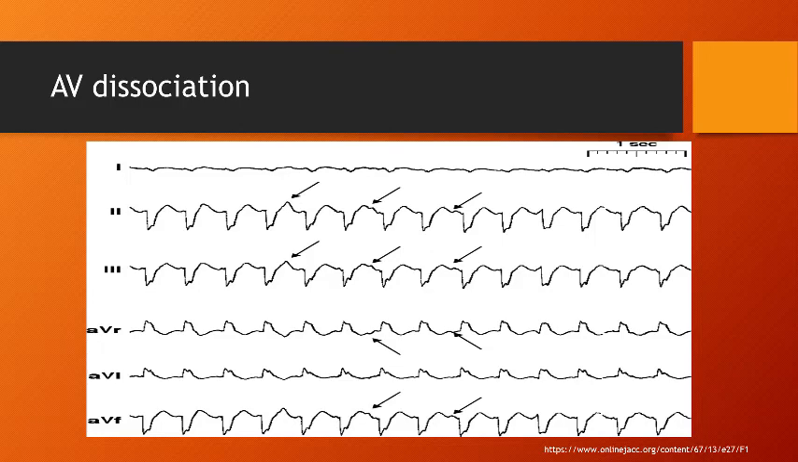VT with retrograde ventricular conduction or with 2 to 1 ventriculo-atrial conduction technically does not exhibit AV dissociation, though the ventricular rate exceeds the atrial rate. In all cases in which there is a retrograde VA conduction, the P waves will be inverted in the inferior leads. That is an important thing that you must keep in your mind.